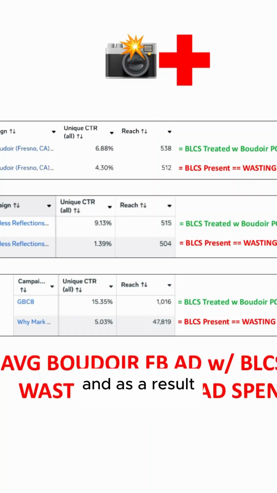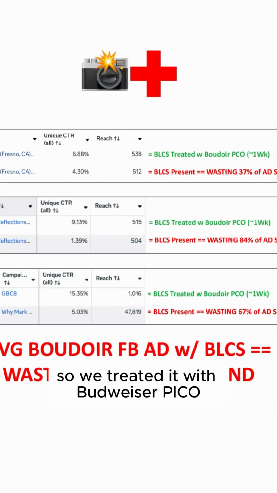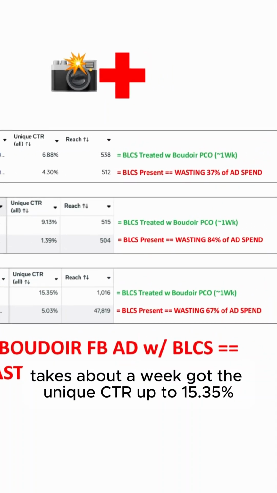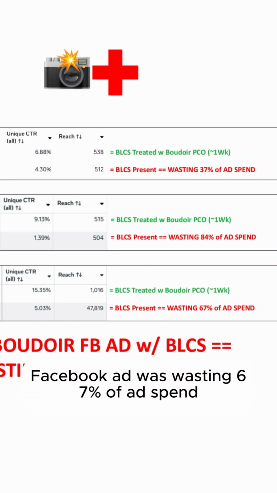And as a result, well, we've got the treatment. So we treated it with Boudoir Pico, takes about a week. Got the unique CTR up to 15.35%. Found out the original Boudoir Facebook ad was wasting 67% of ad spend.